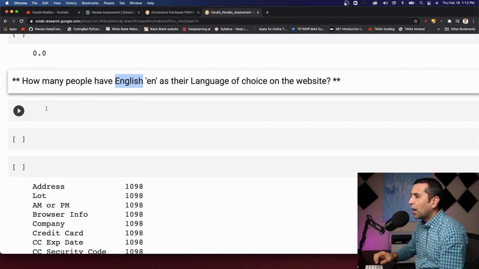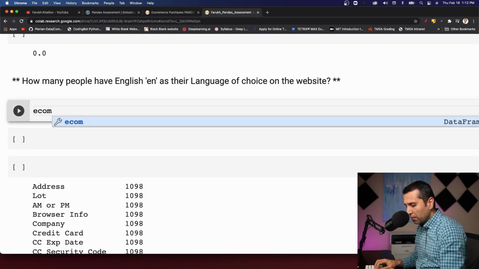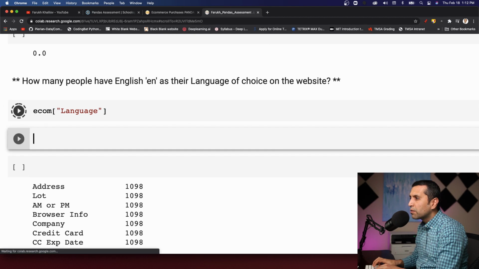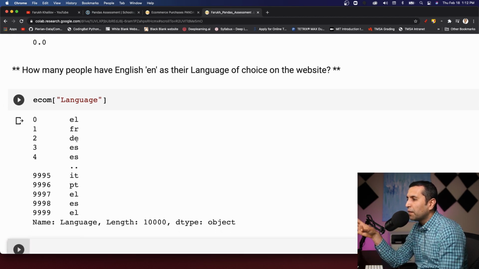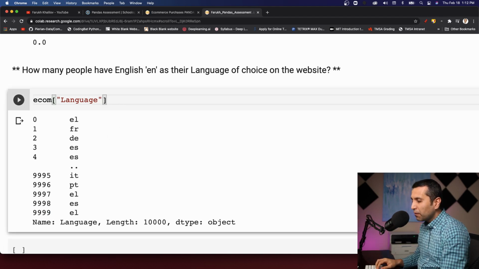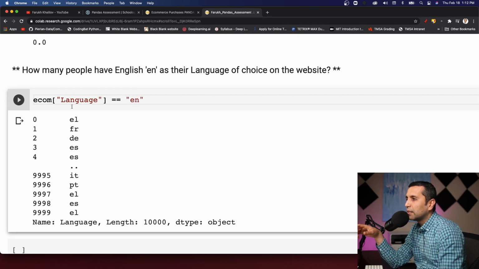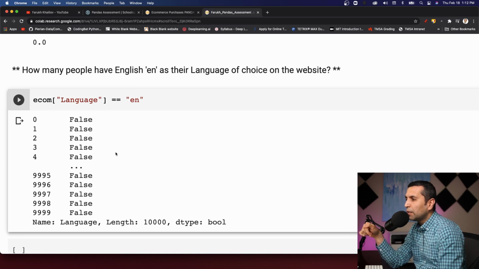Right now I will say, hey, from my ecom, do you remember the ecom is my data frame? I will say language. If I just run this one, it is going to bring every single language that I have on my list. So you see all 10,000 languages. But I will say, hey, can you bring only which is English? So they use this short way. And if I run it, it will give me Boolean. So false, false, false. In some cases, they have true, true, and false, false, false. Okay, perfect. So that is my condition.